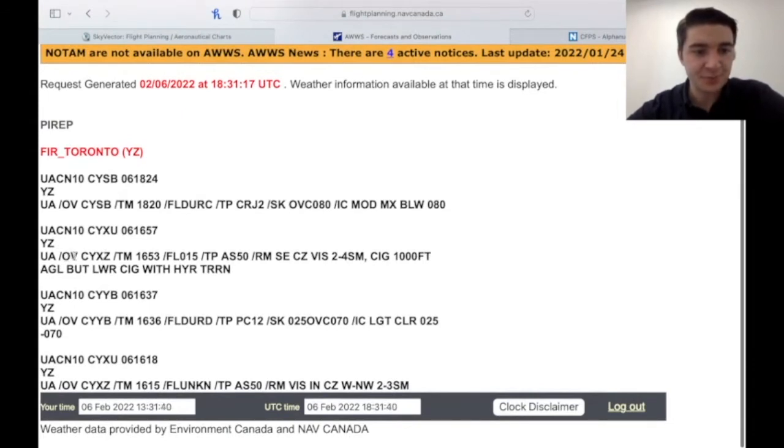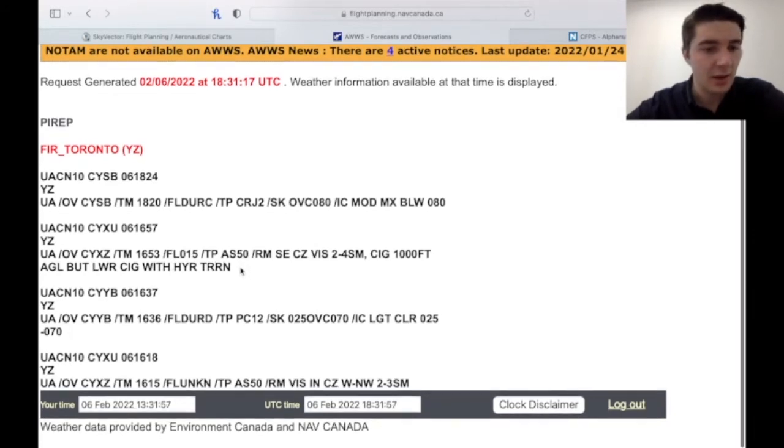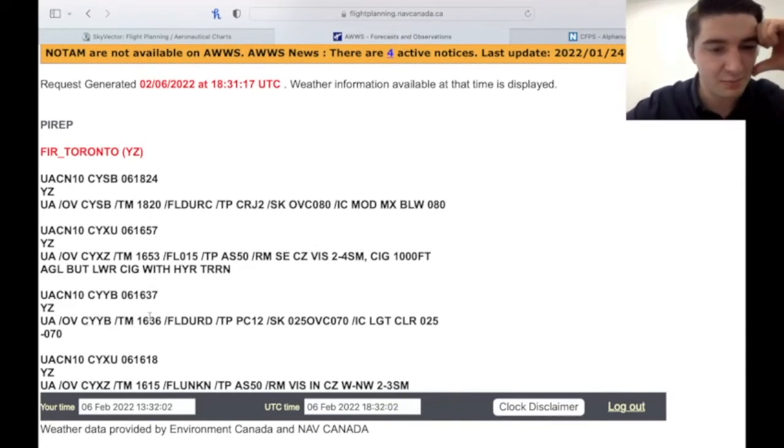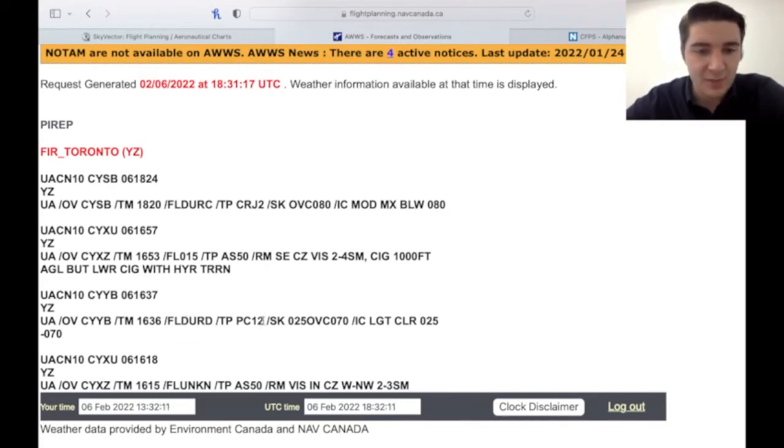Coming down here, we have CYXZ, which is Wawa. So not close to where we're going to be flying, but they got some viz, 2 to 4 miles, ceiling 1,000 feet, lower ceiling with higher terrain. And then we have CYYB, North Bay, closest one to us, still well to the north of our flight. There's the time, 1636. The flight level was during descent. PC-12, so 2,500 to 7,000 overcast, and they got light, clear icing at 2,500 feet.